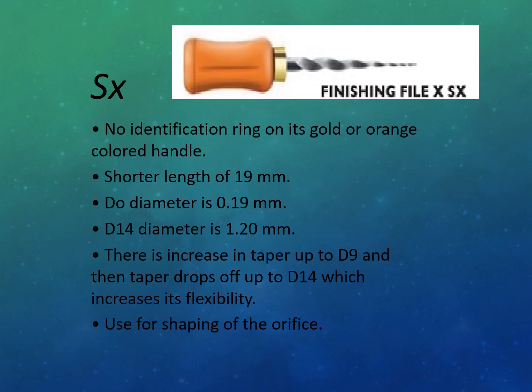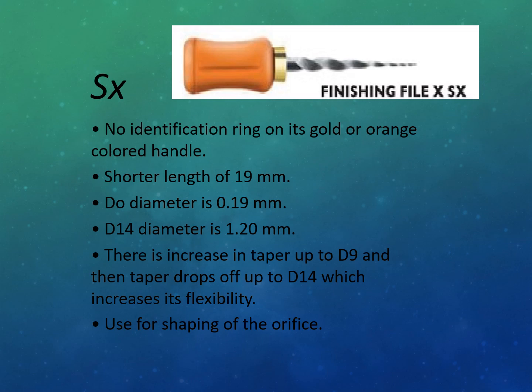Alright, the first file is your SX. There is no identification ring on the handle. It is shorter in length compared to the other files, that is S1, S2, F1, F2, which are 21 mm and 25 mm. This one is shorter because it is only 19 millimeter. D0, the tip diameter, is 0.19. D14 is 1.20. There is an increase in taper up to D9, and then it drops off up to D14, which increases its flexibility. This is mainly used for shaping of the orifice.